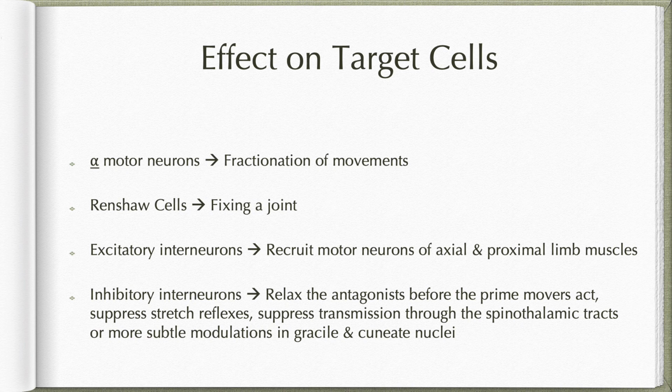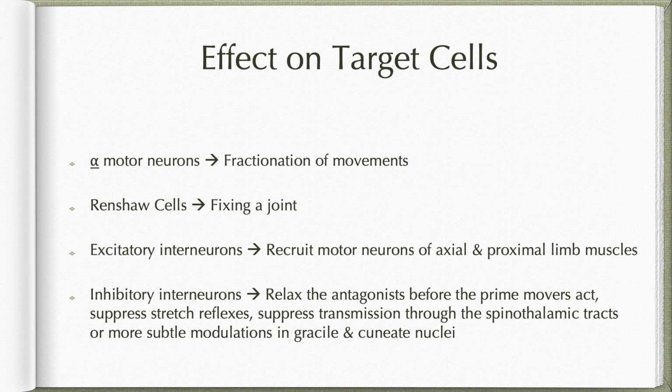Those fibers that end on the alpha motor neurons bring about fractionation movements by selectively activating a few neurons, which results in either precision movements or what we call highly skilled movements in the distal limb muscles, like what we see in buttoning of a shirt or tying a shoelace or even performing a robotic surgery. Those fibers which end on the Renshaw cells have many actions, but one of them is the co-contraction of both prime movers and antagonists, which will help in stabilizing or fixing a joint.